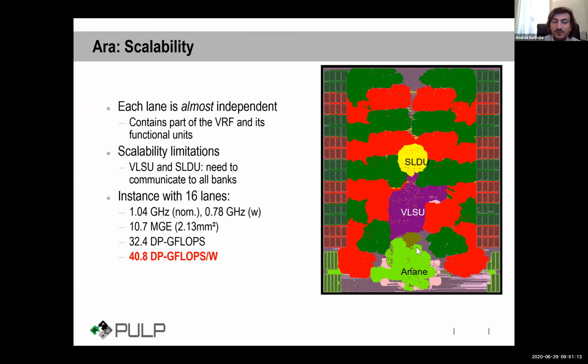The peak performance of ARA, if configured with 16 lanes, is of 40.8 double precision gigaflops per watt in efficiency, and of 32 double precision gigaflops per second.